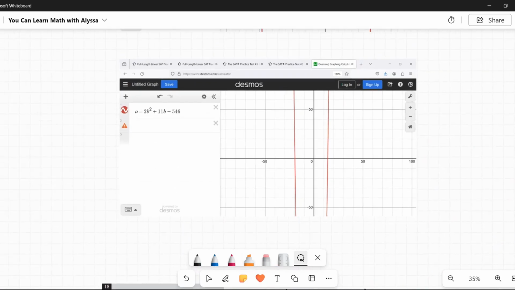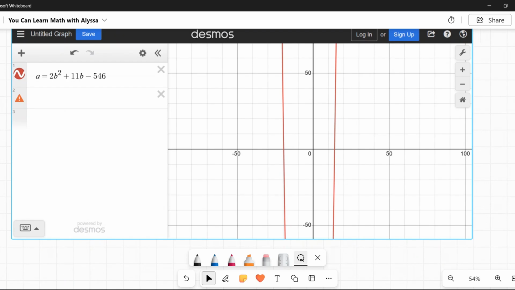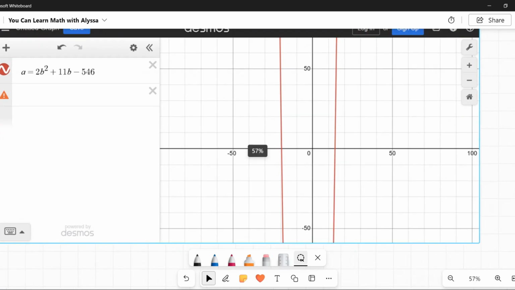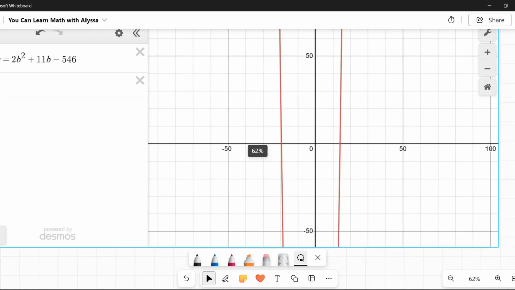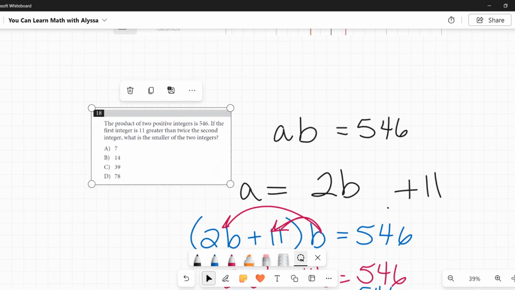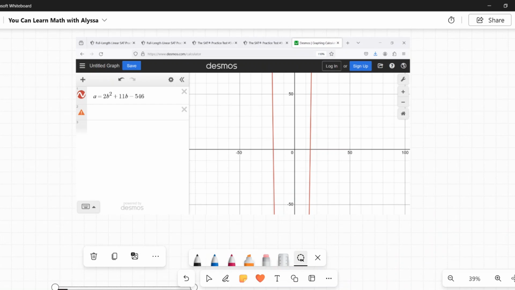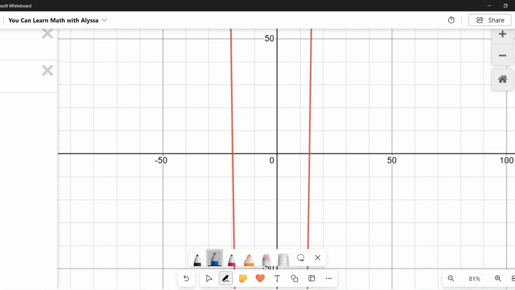So I went to Desmos and I typed this in, where I have y equals 2B squared plus 11B minus 546. And it's zoomed in here. It is a parabola with the vertex way down below. But as you can see, there are 2 points where it crosses the x-axis. That's what you're looking for. Those are the solutions to this. Now, notice when it said the product of 2 positive integers, because B could be either one of these. Well, could it? Because here's my 0. Yep, there we go. There's 0. So this number over here is negative. This is the only positive one.